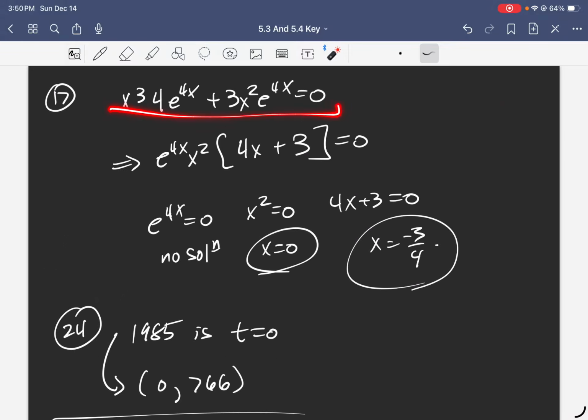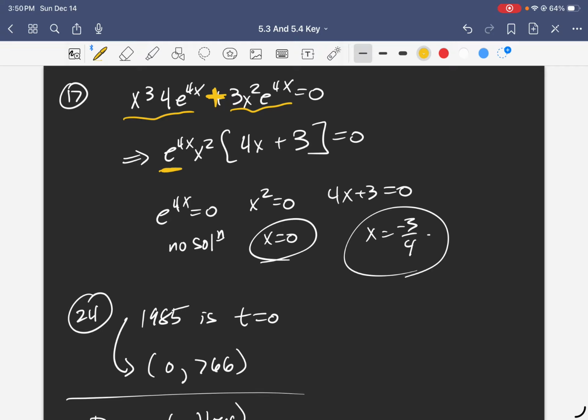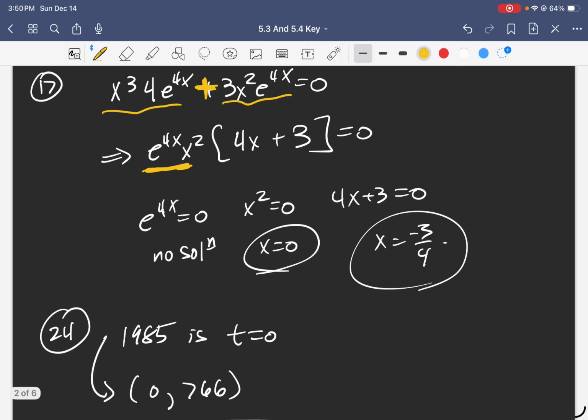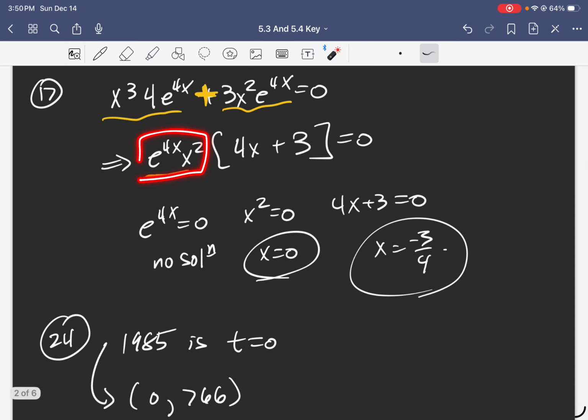If we look at 17, they want us to find all the zeros of this function, all the solutions of this. Well, when you look at it, I need you to see two terms, two things that were added together. So one term plus another term. What's common to those terms? It looks like I can pull out an e to the 4x and an x squared out of both terms. And then I ask myself, this times what gives me the first term? I guess it would be 4x. And this times what gives me the second term? I guess it would just be 3.